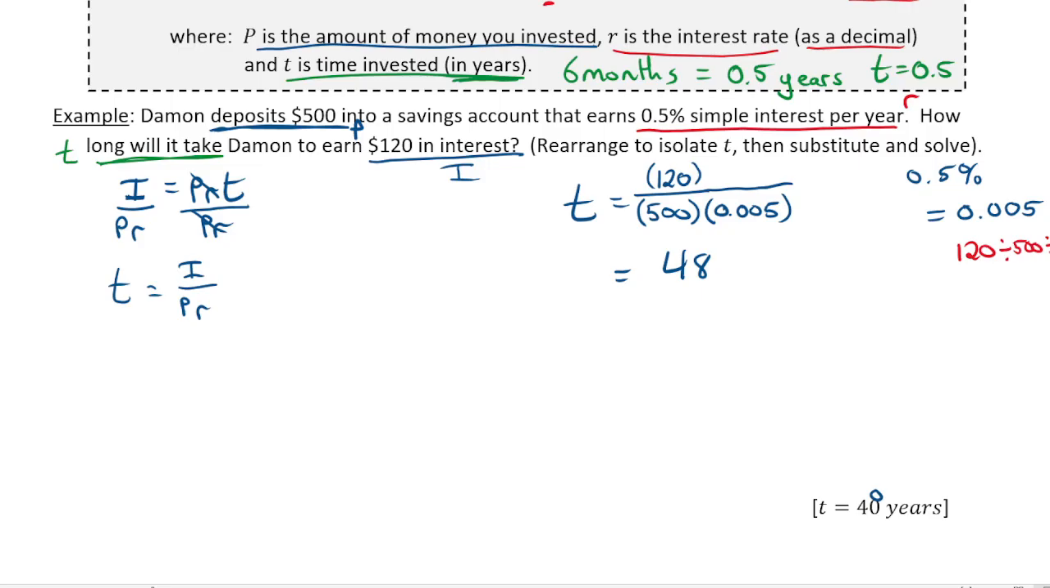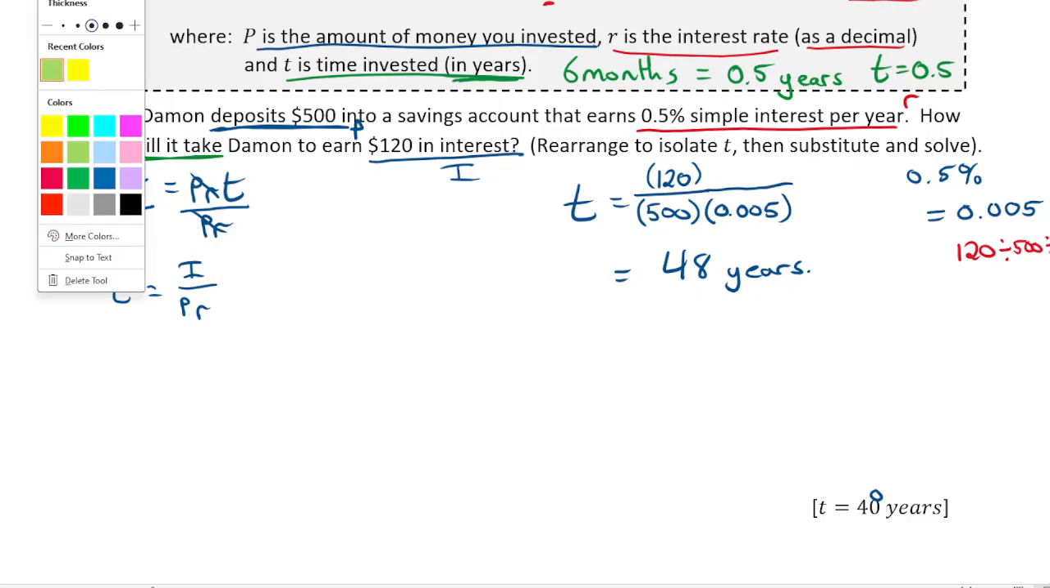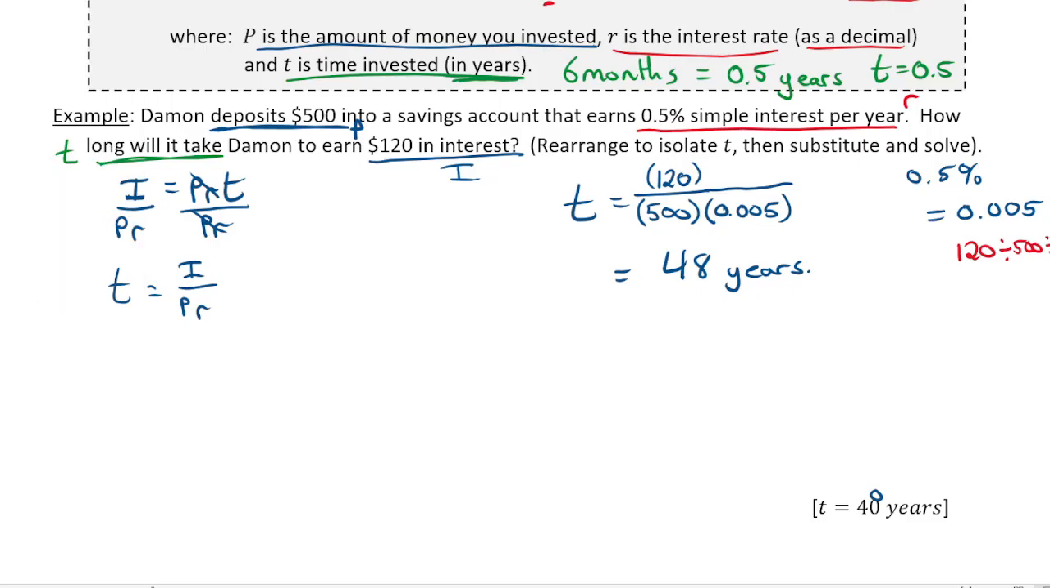48 years. So remember T is in years, so it would take 48 years to just make $120, which is not very, very good. And the reason for that is this is a really, really bad interest rate. But 0.5% is really low. That's the type of interest rate you'd see on your checking account, maybe your savings account, because they're not designed to make you money. They're just designed to hold your money. So if you ever want to invest, you want to find something that earns a lot more than 0.5%.